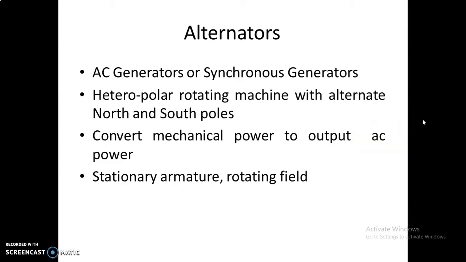They are similar to the DC generator. The main difference is that in the case of alternators, the armature is stationary and the field is rotating, whereas in a generator, the field is stationary and the armature rotates. The alternator works according to the principle of Faraday's law of electromagnetic induction.